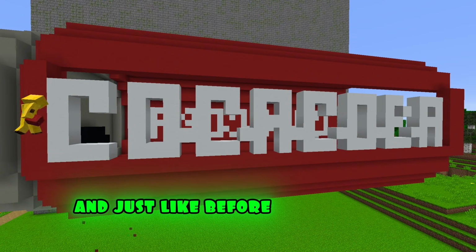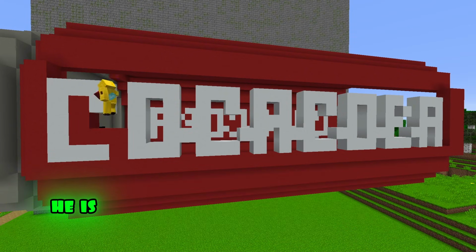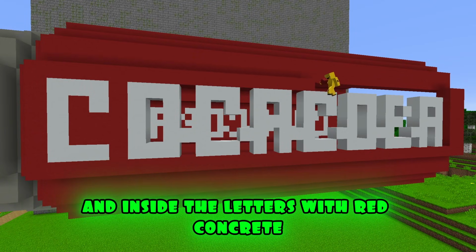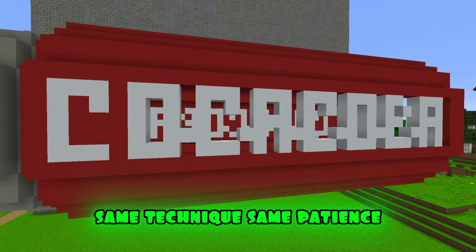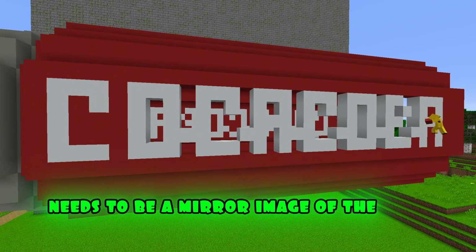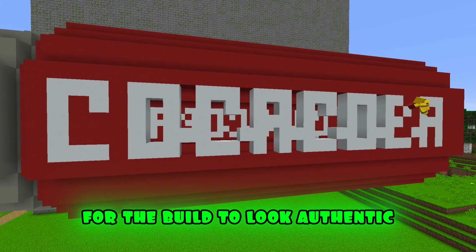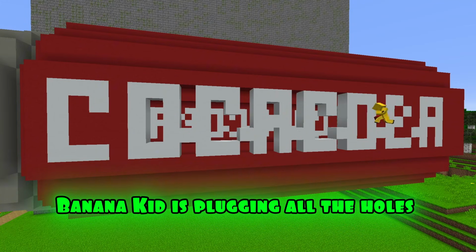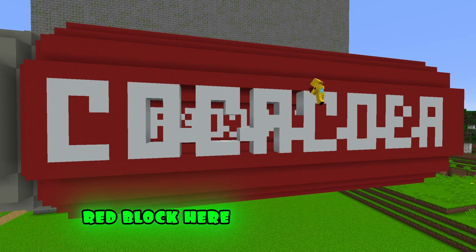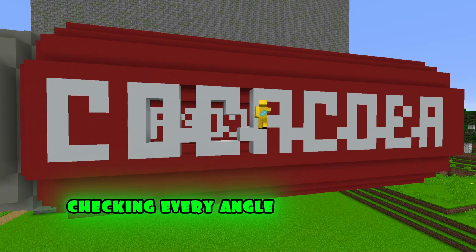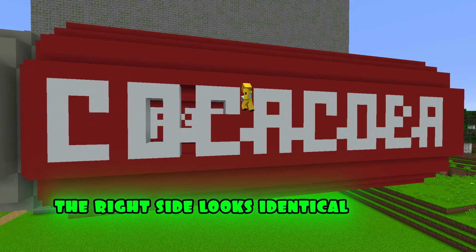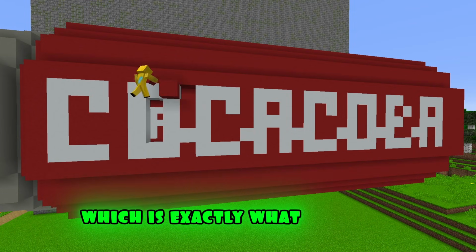And just like before, once all the letters are placed, he is going back and filling every gap between and inside the letters with red concrete. Same technique, same patience, same thoroughness. The right side needs to be a mirror image of the left side for the build to look authentic. Banana Kid is plugging all the holes methodically, working from one end of the word to the other. Red block here, red block there, checking every angle to make sure nothing is missed. When he finishes, the right side looks identical to the left side, which is exactly what you want.